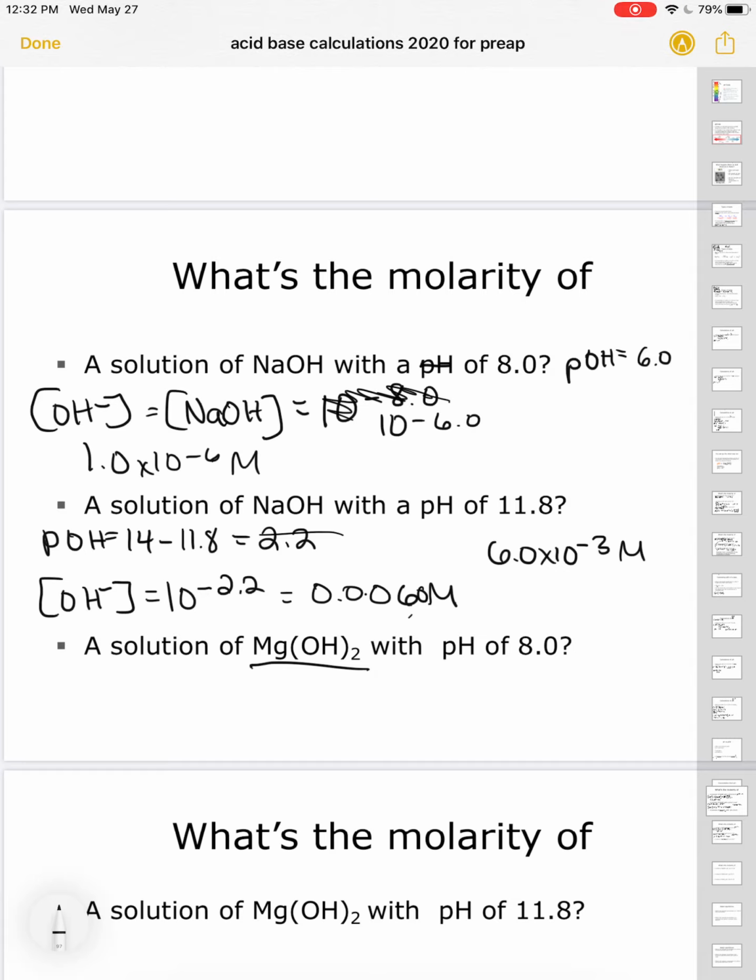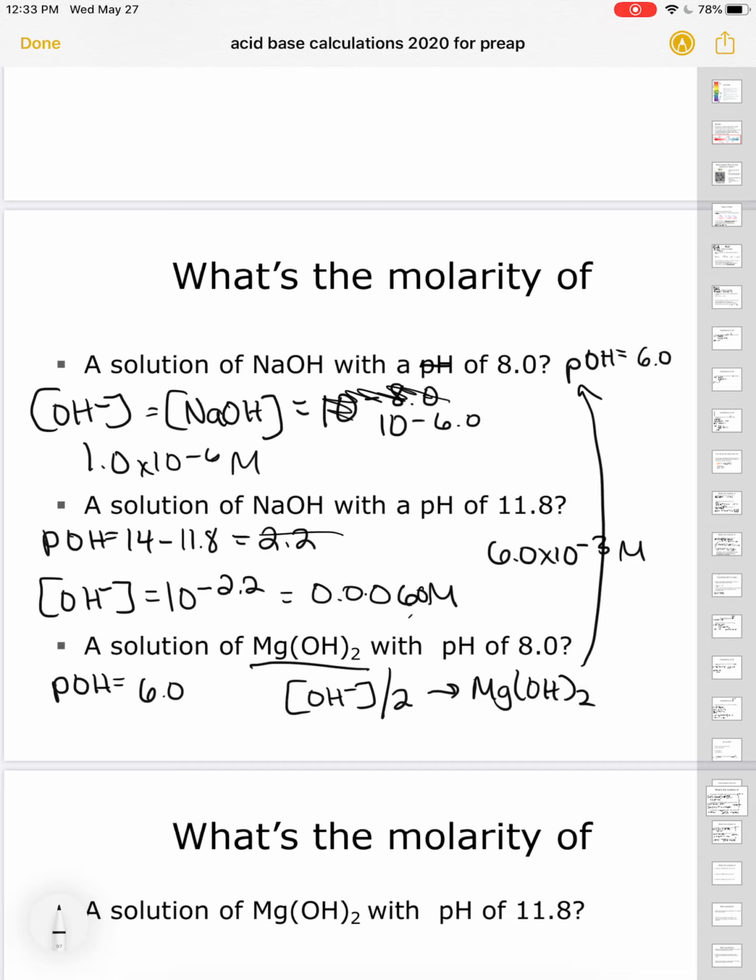Okay, my pH is 8.0, so similarly to up here, my pOH is equal to 6.0. But when we go to get the concentration of our original solution, the OH minus concentration that we're going to get, we're actually going to have to divide it by 2 to get the concentration of magnesium hydroxide, because for every 1 magnesium hydroxide, we got 2 hydroxides from it. Okay, so let's solve this.